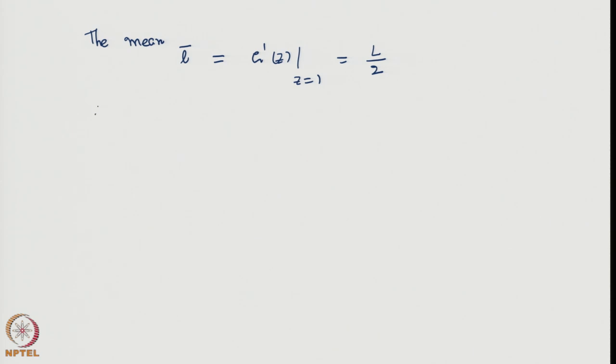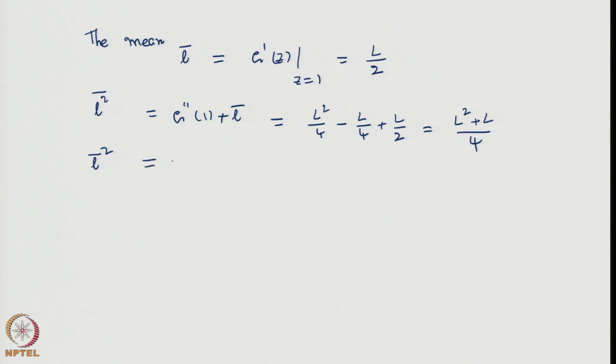We can do a similar exercise for the variance. In fact, L square bar for this problem is going to be G double prime 1 plus L bar. If you differentiate, it will come to this. And when you carry out the whole thing, it will be L square by 4 minus L by 4 plus L by 2. So, it is going to be L square plus L by 4. Similarly, we already know L bar square is L square by 4. Hence, we get the variance sigma square, L square bar minus L bar square, then the L square by 4 terms will cancel, you will get L by 4, or the standard deviation sigma is L to the power half by 2.